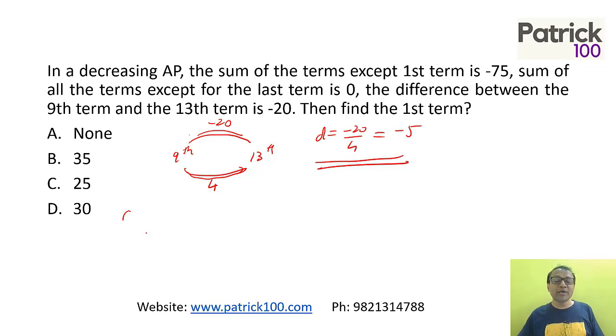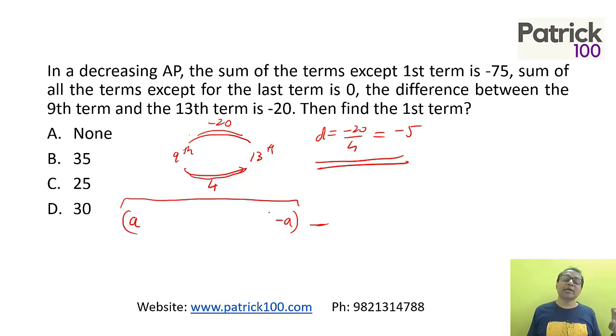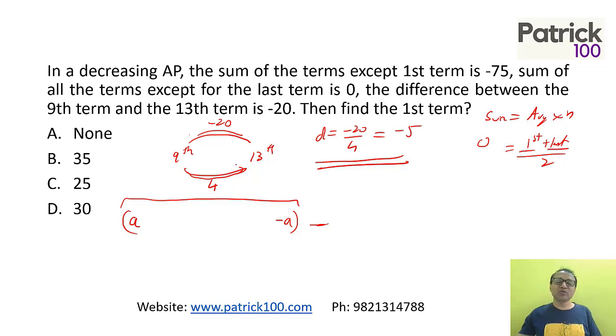Now as I said, sum of all the terms except the last term is 0. So if I take first term as A, the second last term will be minus A because the sum is 0. It is possible only if the first term and last term are negative of each other. Then only sum will be 0 because sum is nothing but average into n, and average is first term plus last term upon 2. For the sum to be 0, first plus last has to be 0, which is only possible if one is negative of the other. And since D is minus 5, the last term will be minus A minus 5.